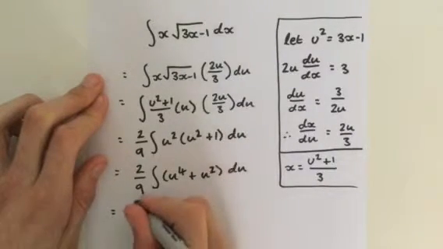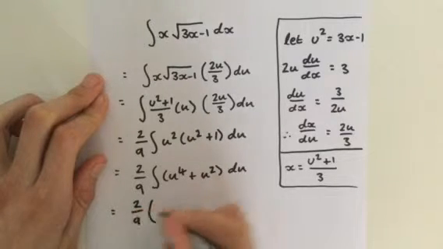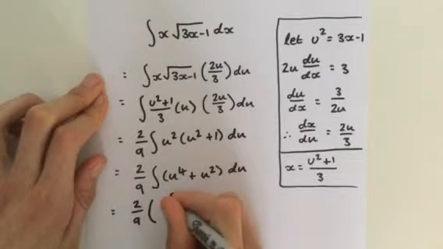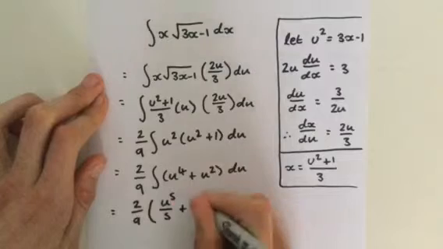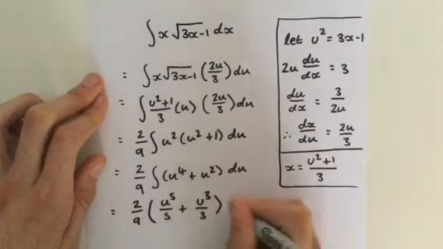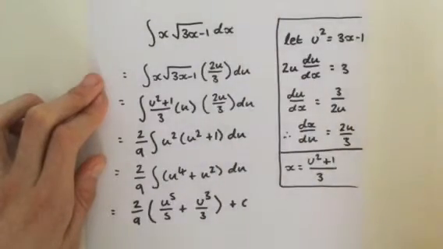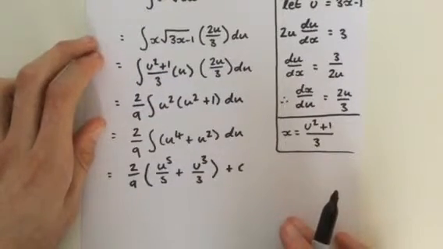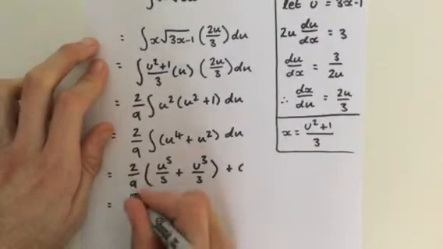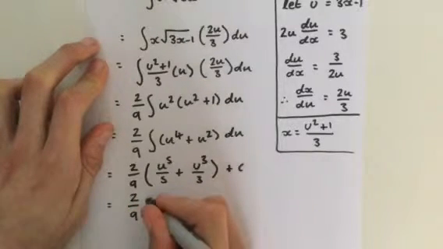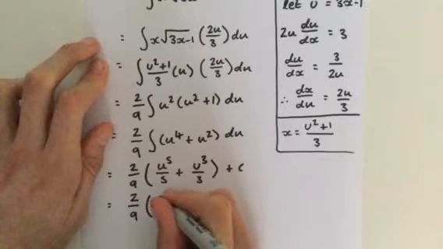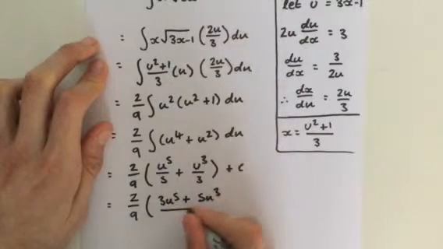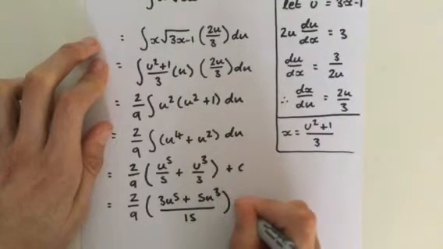This is going to equal 2 over 9 multiplied by the integral of u to the 4 plus u squared. So if we integrate that, we're going to get u to the 5 divided by 5 plus u cubed divided by 3 plus your constant of integration. Alright, so 5 and 3 share a common denominator, as you know, which is 15. So this is going to equal 2/9 multiplied by 3u to the 5 plus 5u cubed divided by 15. Okay?